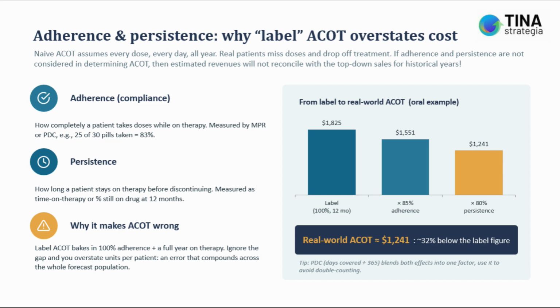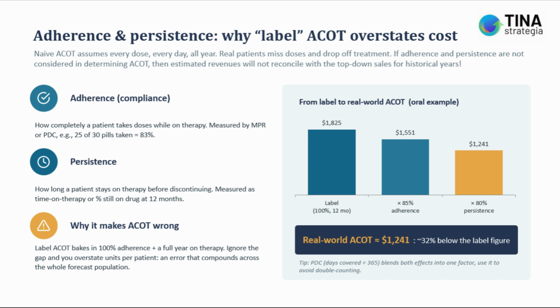And here's the consequence, which is the real punchline for a forecaster. This error doesn't stay small. You've overstated the cost for one patient, and then you multiply that by every patient in the population. The mistake compounds, and the telltale sign is that your bottom-up forecast won't reconcile with the top-down sales. That is, when you check your patient build number against the company's actual historical total sales, they won't match, and this is usually why.